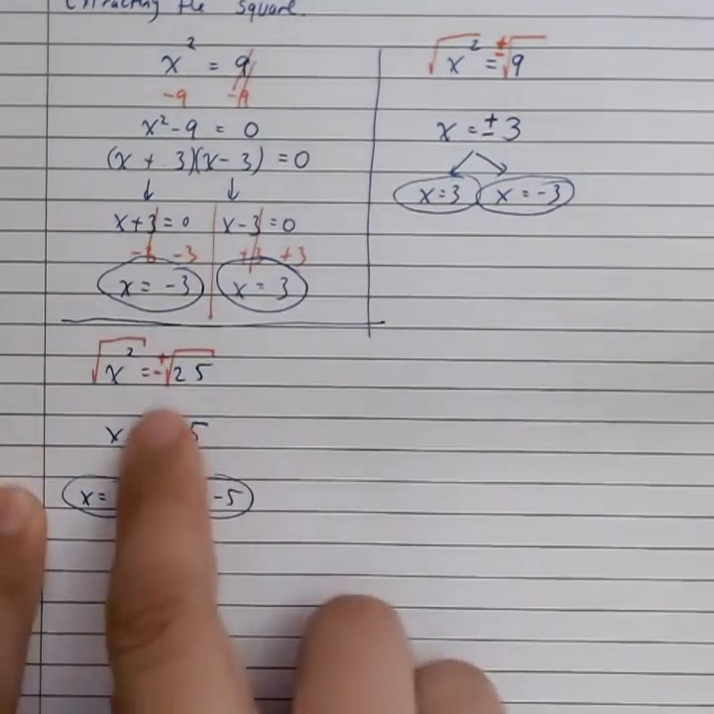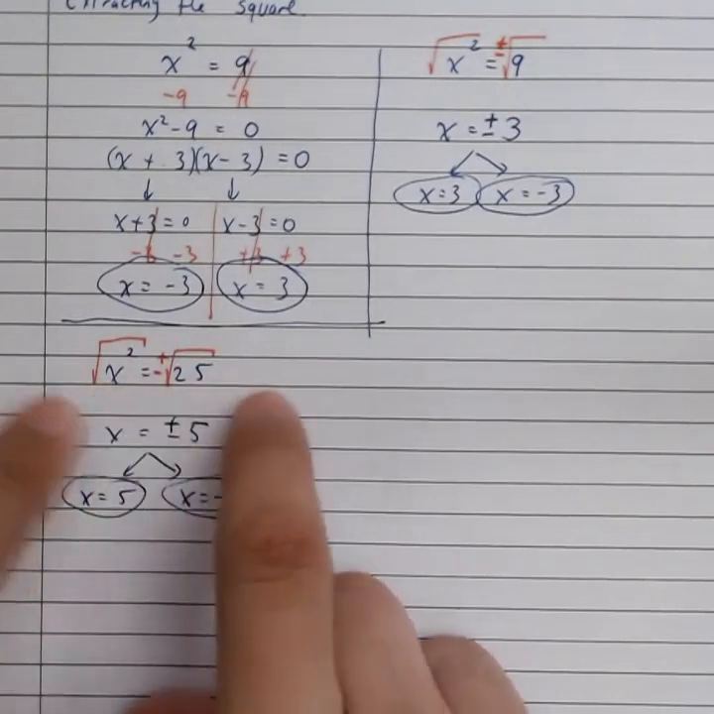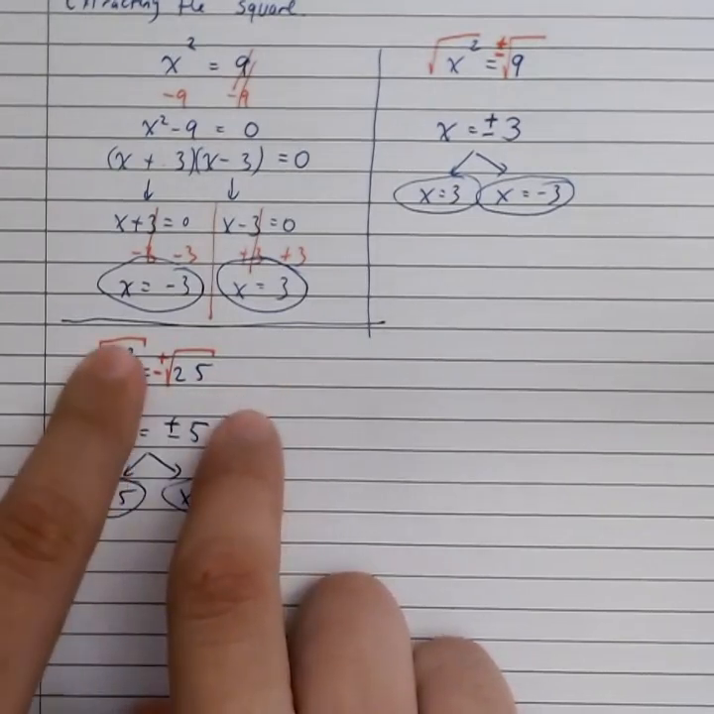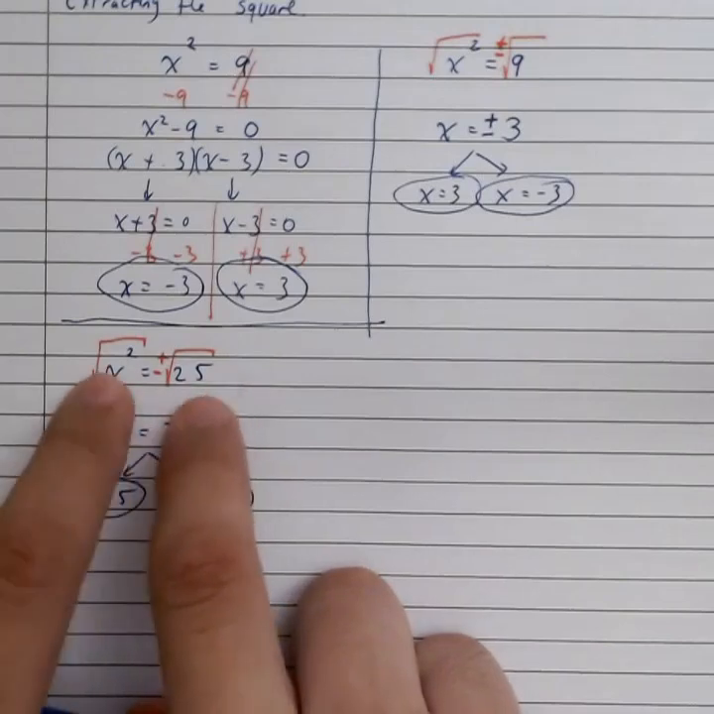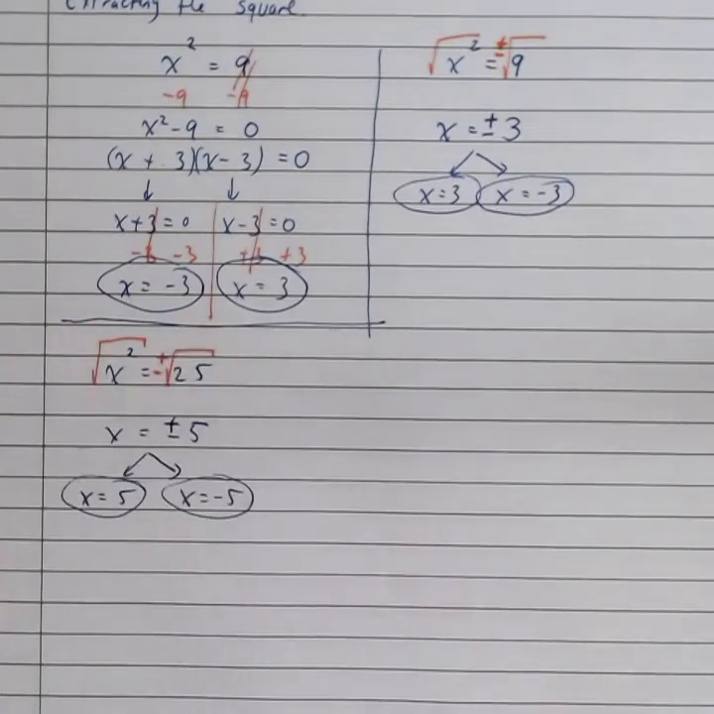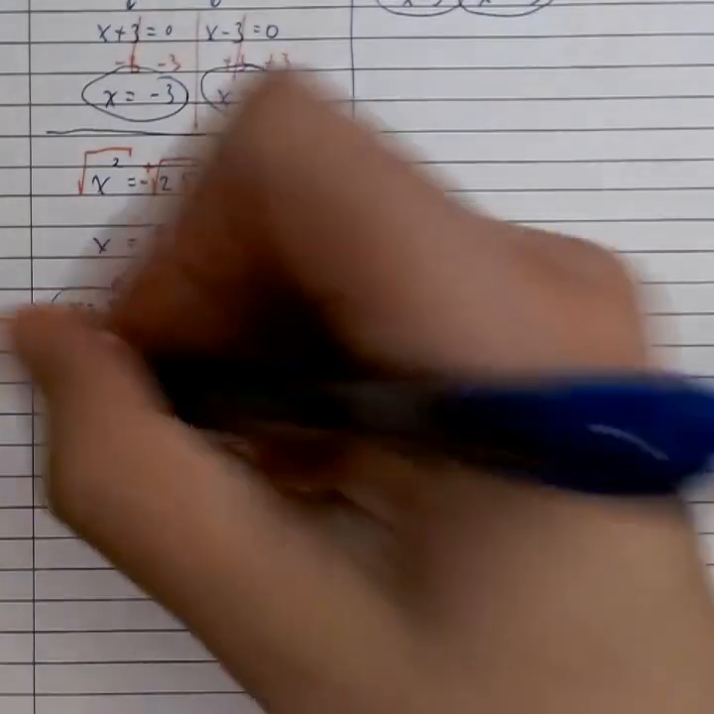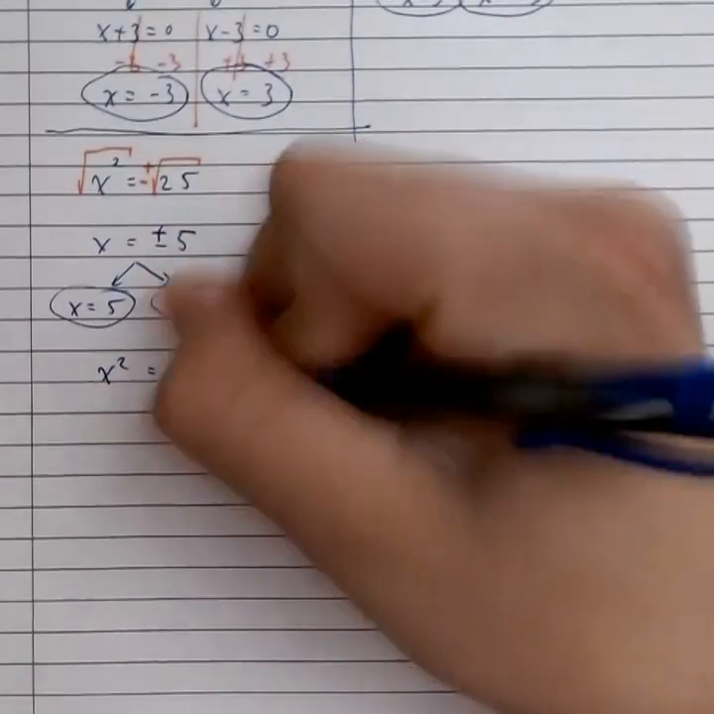Now, this and this don't have to look exactly this way. You don't have to have just x squared. You don't have to have just a perfect squared number there. As long as you have something squared here equals a number here, you can still extract the square. So, for example, let's say I have x squared is equal to 8.